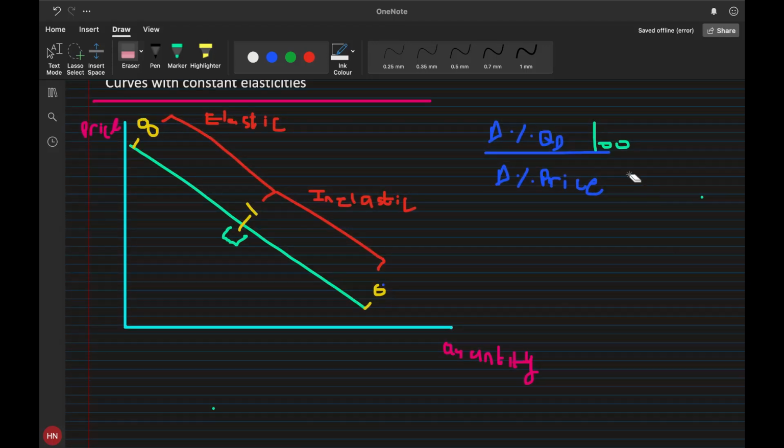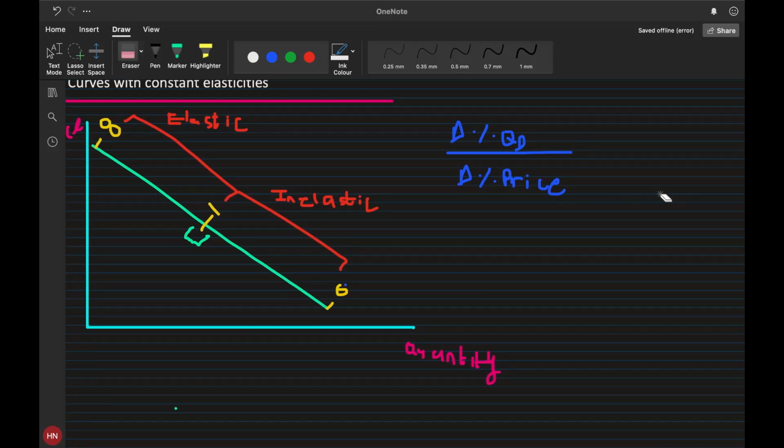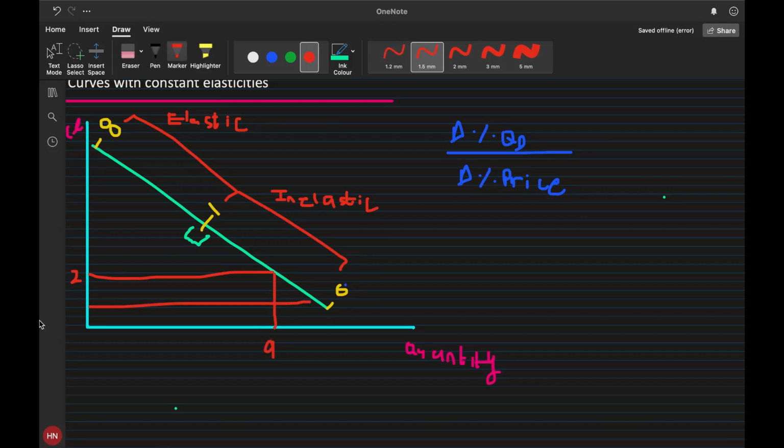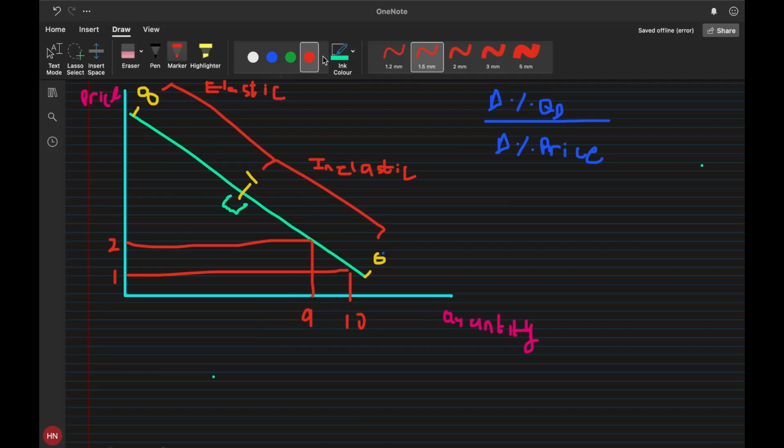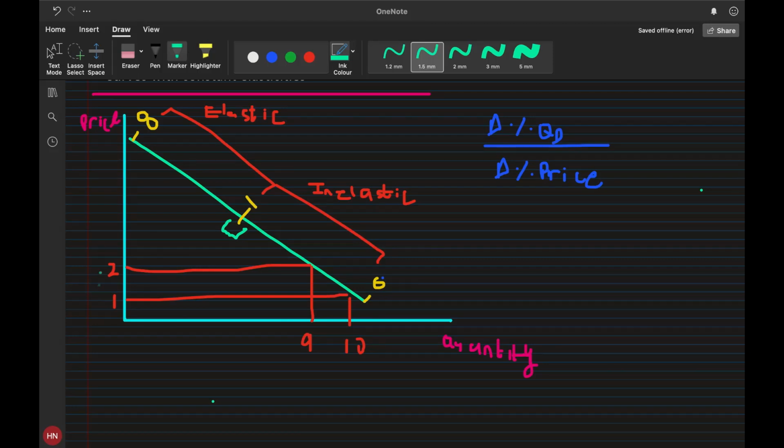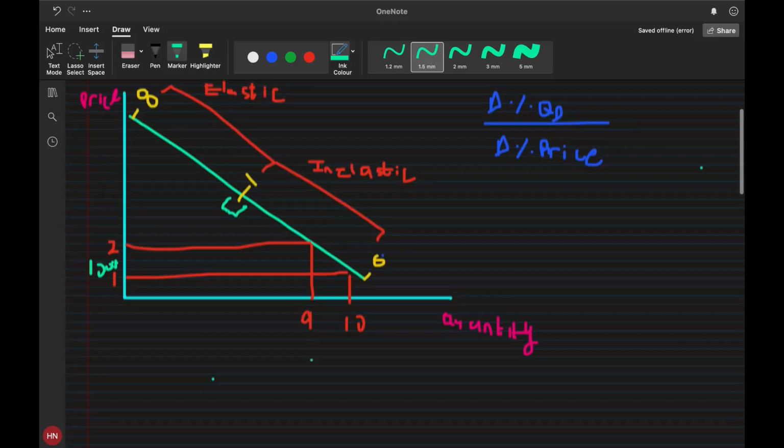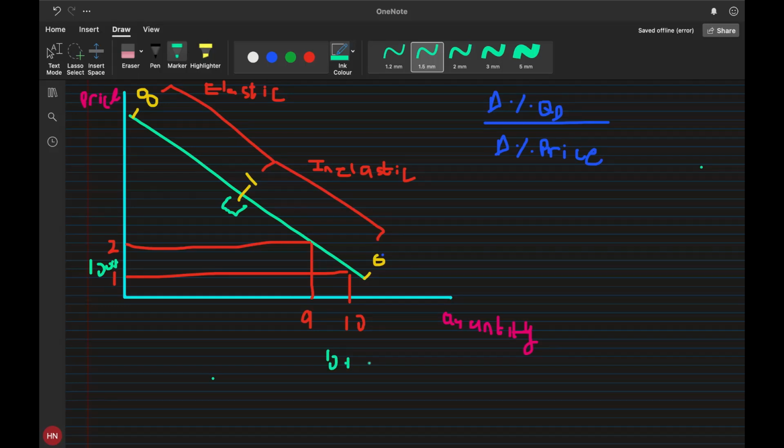Right, so the next region is the bottom right corner region, and over here let's just assume that we have a price of 2, quantity is 9, and then a price of 1 and the quantity is 10. If we calculate the percentage change in price and the percentage change in quantity, then the values which we calculated in the first part will just get reversed. So over here 2 to 1, that's a 100% decrease, and over here 9 to 10, that's a 10% increase in quantity demanded.